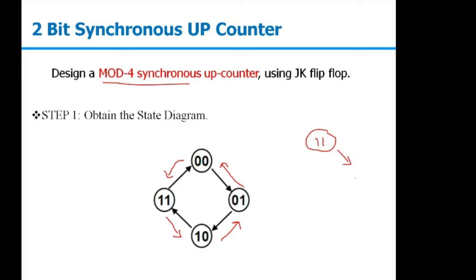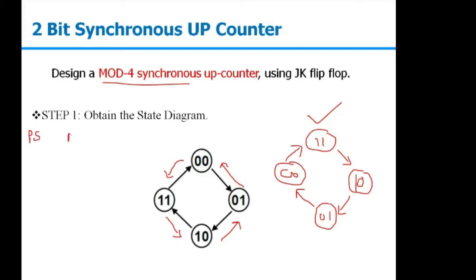So you will be writing it something like this: 1 1 to 1 0. Then you are going to 0 1, from 0 1 to 0 0 and then back to 1 1. So this will be my state diagram for mod for synchronous down counter. Then we will make the state transition table. So you will say present state, next state. So this will be from 1 1 to 1 0, 1 0 to 0 1, 0 1 to 0 0 and 0 0 back to 1 1. So this completes my state transition table.